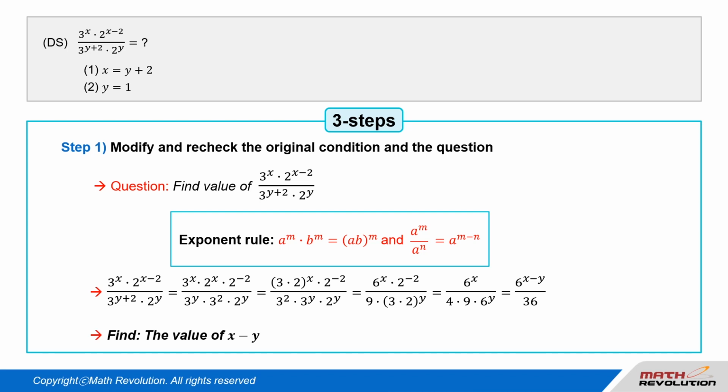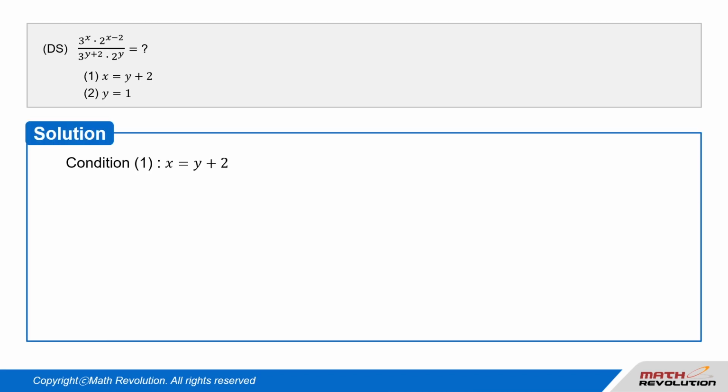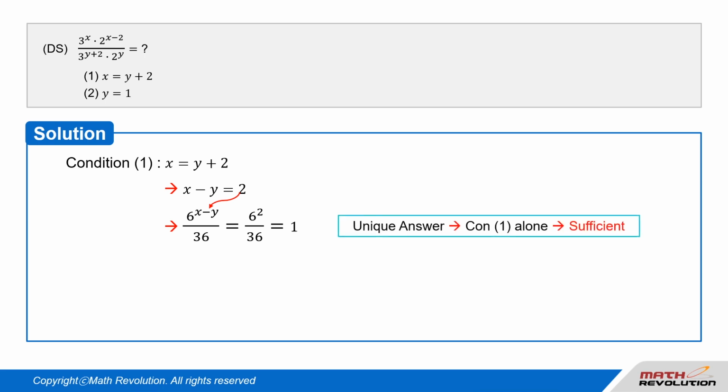So we have to determine the value of x minus y. Let's look at condition 1, which tells us that x equals y plus 2. This can be modified as x minus y equals 2, and this is exactly what we are looking for. So we get 6 to the power of (x minus y) over 36 equals 6 squared over 36, which equals 1. Since it is a unique answer, this condition is sufficient.